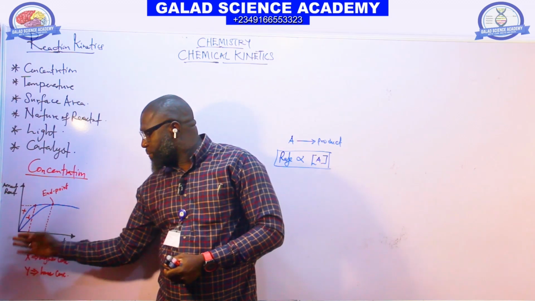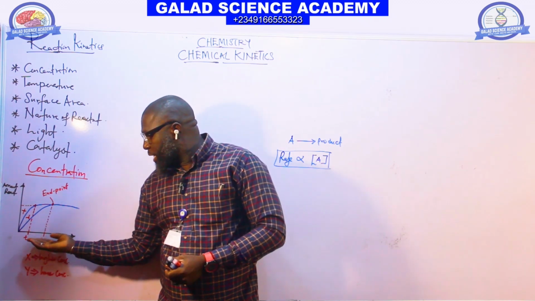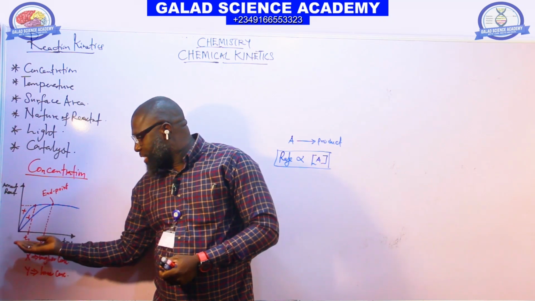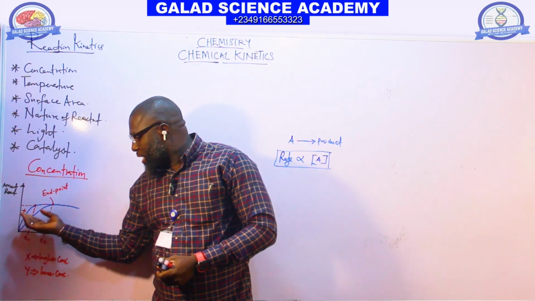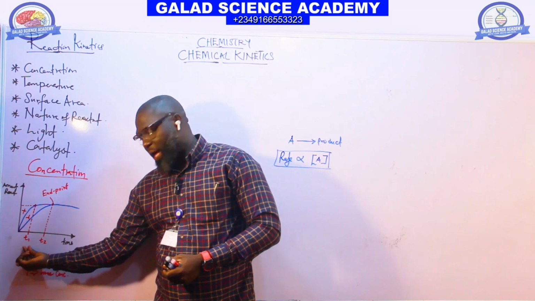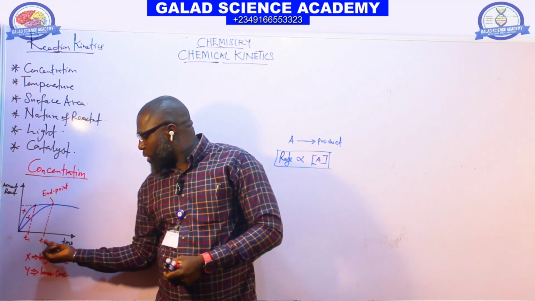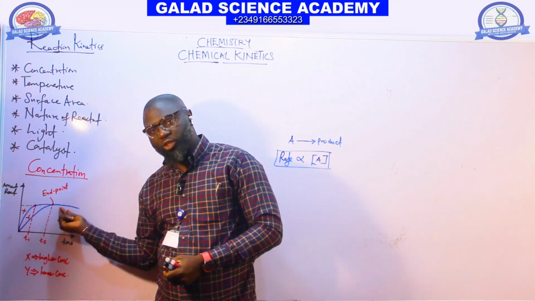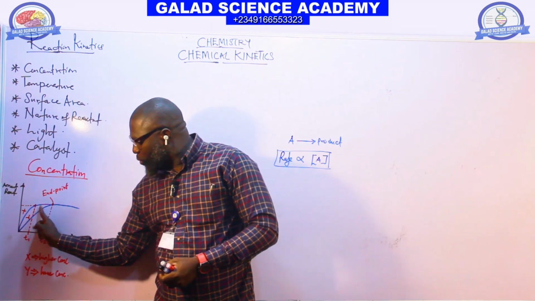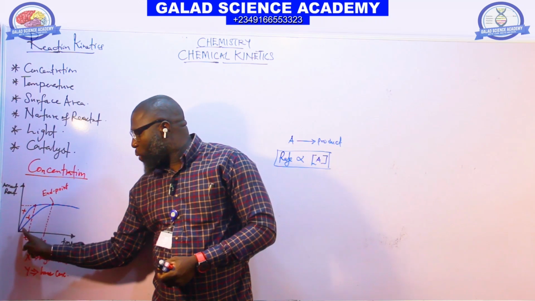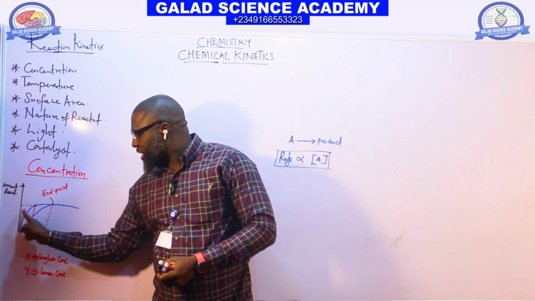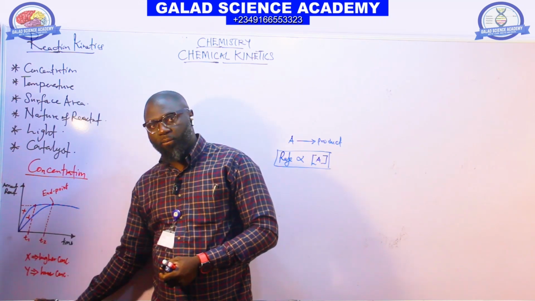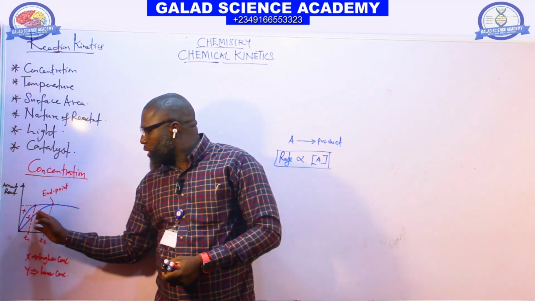You can see that X completes its own reaction in the shortest time. T2 is the time taken for Y to complete its own reaction. So the curve on the inside represents lower concentration, and the one on the outside represents higher concentration.